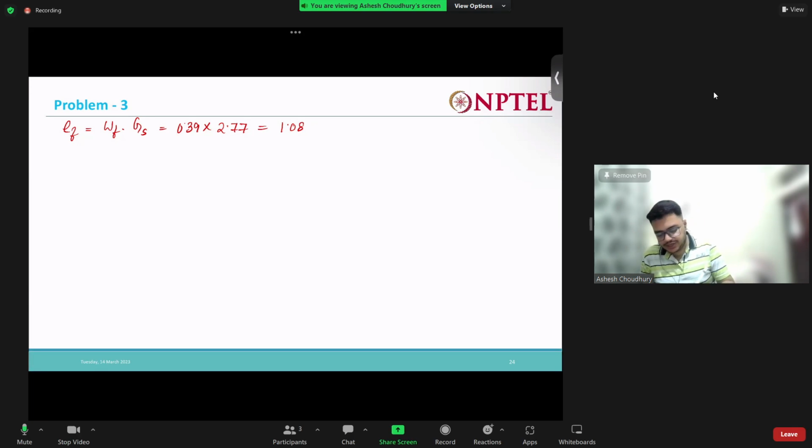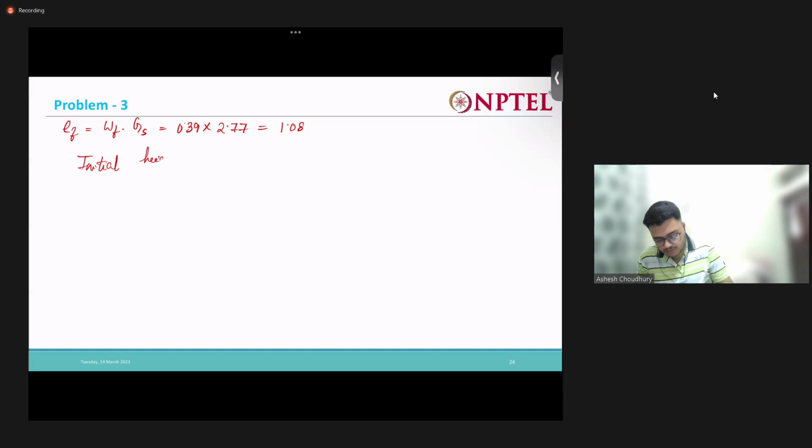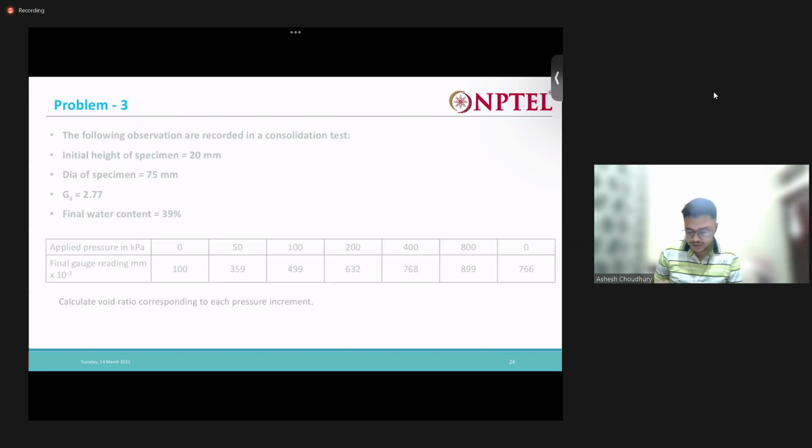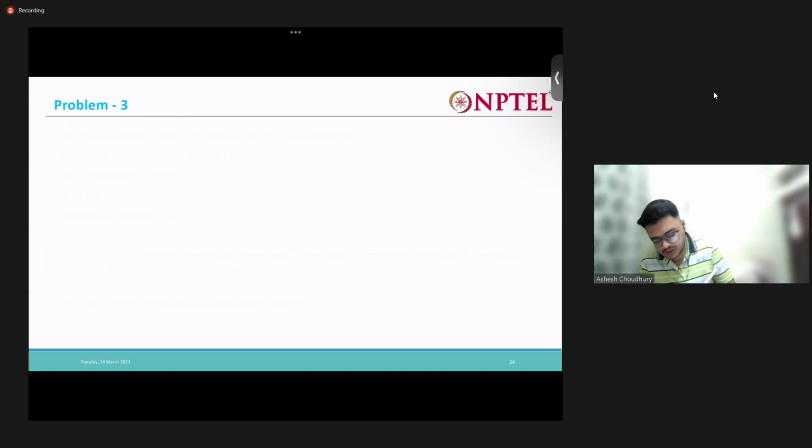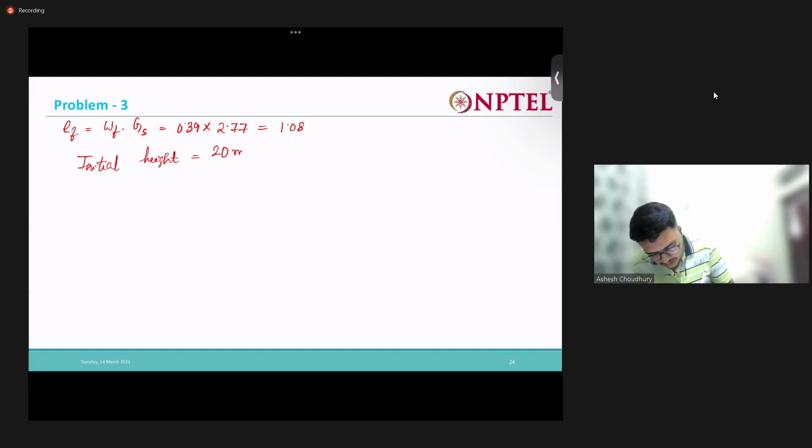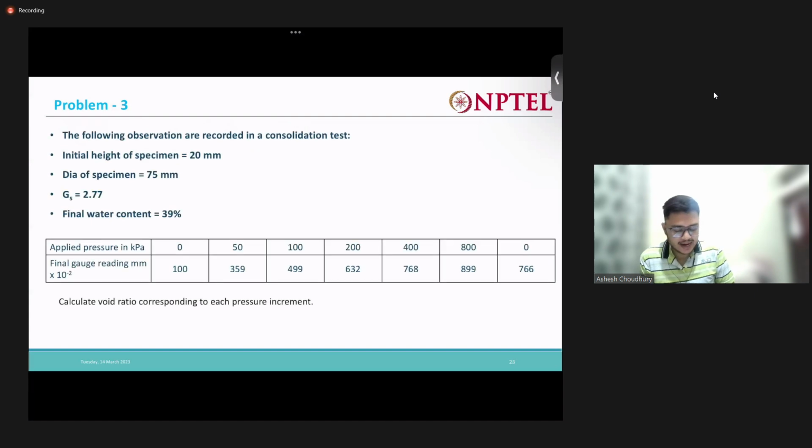Now, what is the initial height of my specimen? My initial height is given as 20 millimeters. Okay. And at the end of the test, what is the height of my specimen? How can we find that out?